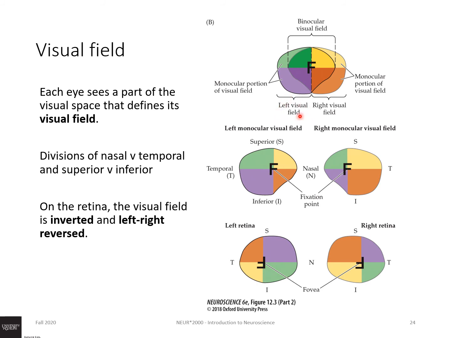So here we've got the left visual field. This is what your left eye can see. And then this is your right visual field. This is what your right eye can see. The portion that does not overlap in each of these visual fields is known as the monocular portion of the visual field, so single eye. And the portions where these visual fields do overlap is known as the binocular visual field.